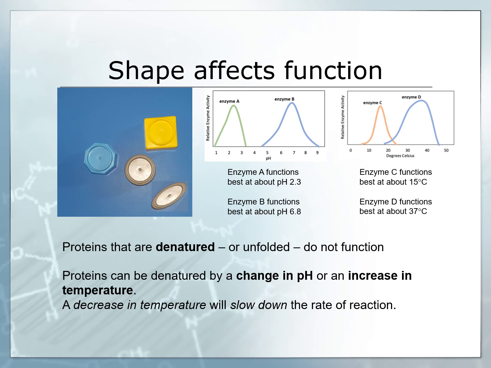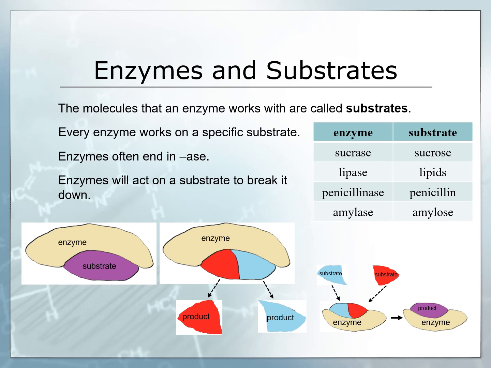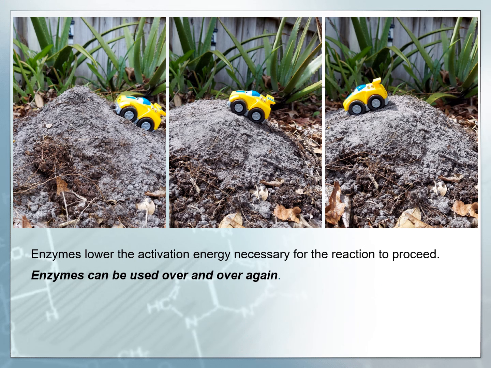Proteins can be denatured or unfolded by a change in temperature or pH. Since shape dictates function, if they are not folded correctly, they will not function. Enzymes are proteins. Enzymes speed up a chemical reaction in living organisms by lowering the energy necessary for the reaction to proceed. Enzymes do not get used up. They can be used over and over again.